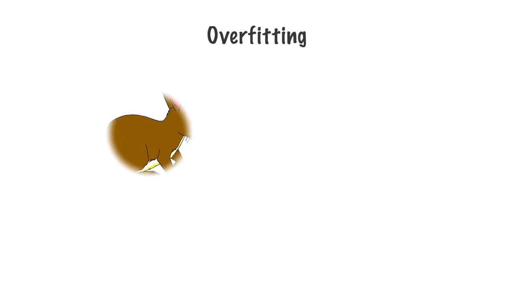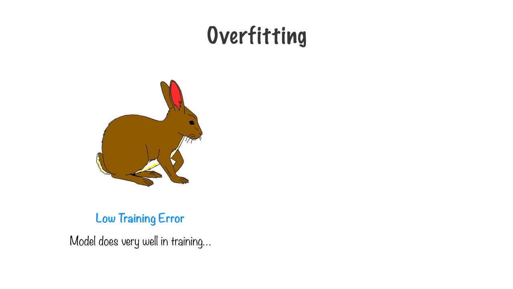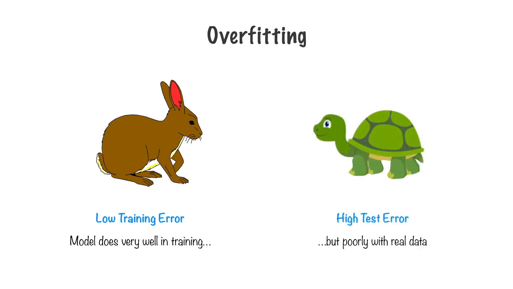In summary, if your neural network has been overfitted, it means it shows low training error. The model does very well on training data, but has high test error. It works poorly with real data.